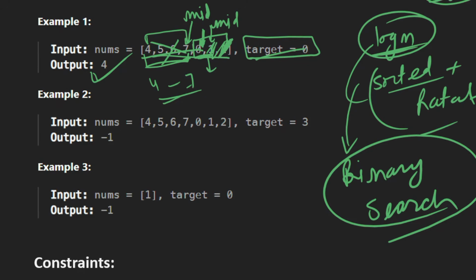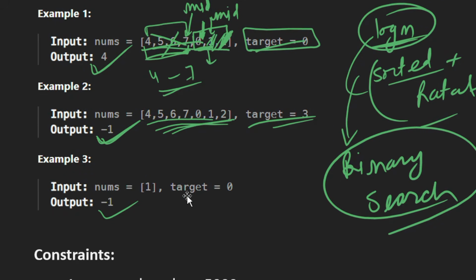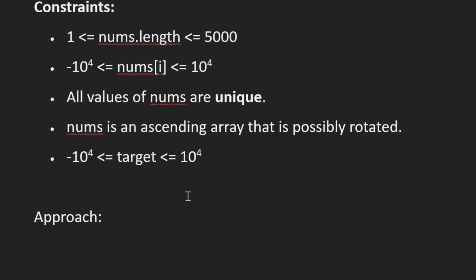Now let's see this example, right? Here our target is 3, but we can see there is no 3 present in the array, so in that case we have to return -1. Same for example number 3, right? So let's move to the constraint part.